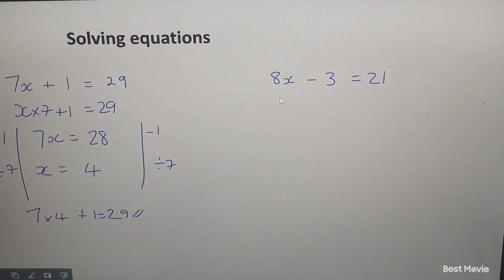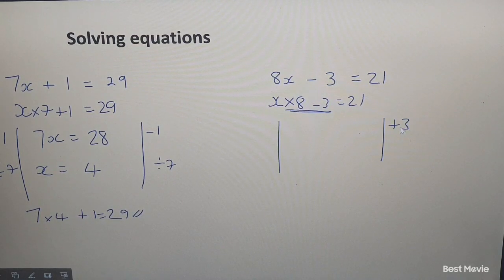The second one I asked you to do, 8x take away 3 is equal to 21. This means x times 8 take away 3 is equal to 21. So times 8 take away 3, you need to find the inverse operation of them in reverse order. So instead of minus 3, you're going to add 3. Instead of times 8, you're going to divide 8. And you're doing it to both sides.